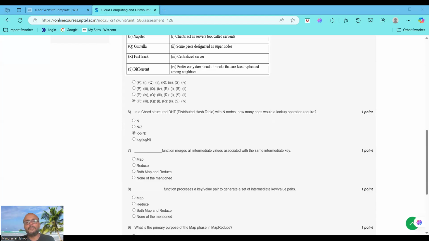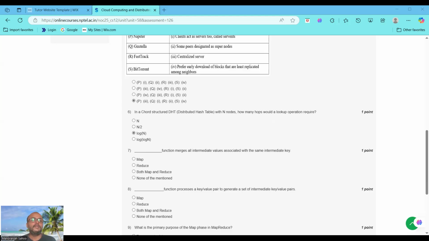a finger table with O(log n) entries that point to nodes at exponentially increasing distances. Lookup complexity is O(log n) hops, as each hop halves the distance to the target.